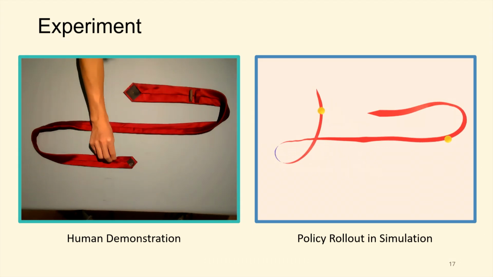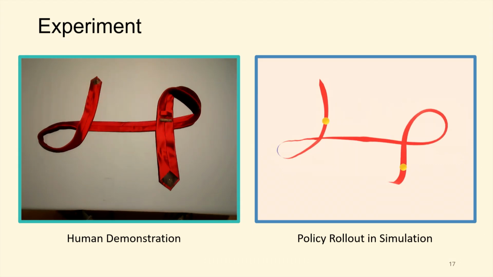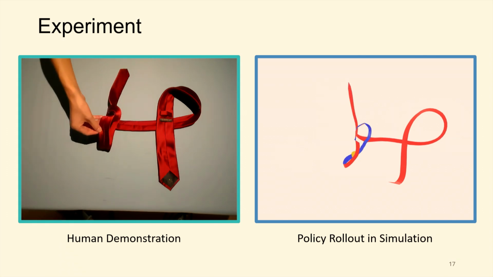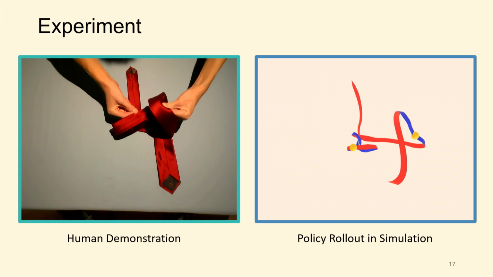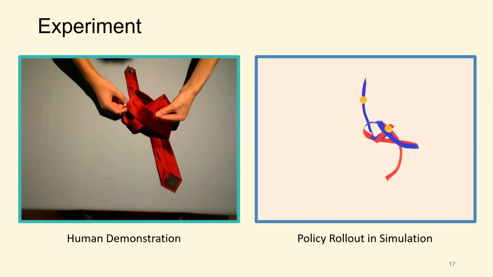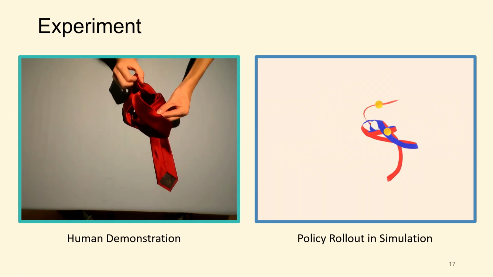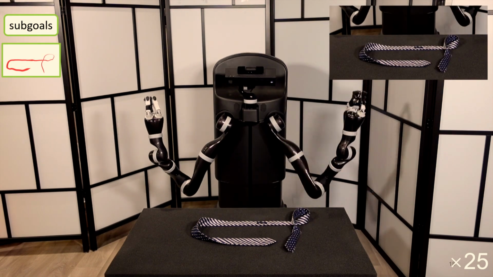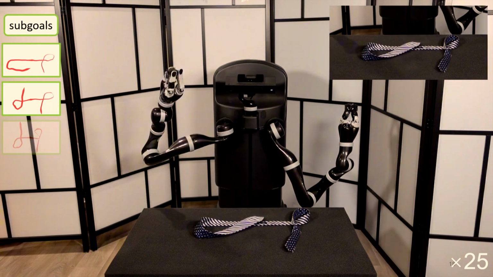We first evaluate our policy in a simulation. The left-hand side is the human demonstration we use, and the right-hand side is the policy rollout in the simulation. Our policy achieves 60% success rate in this simulation. And then we deploy our policy in a real robot model.